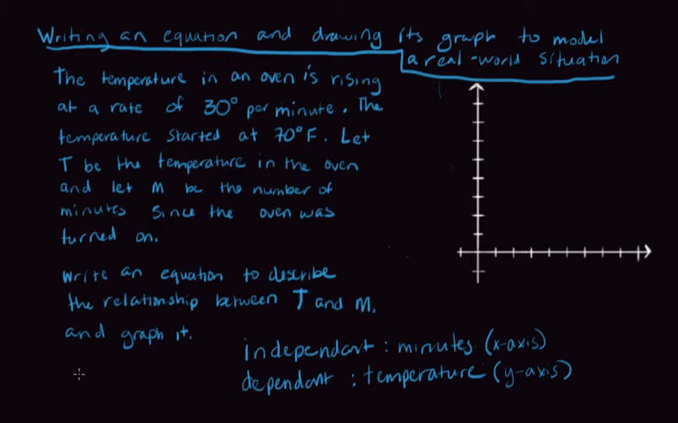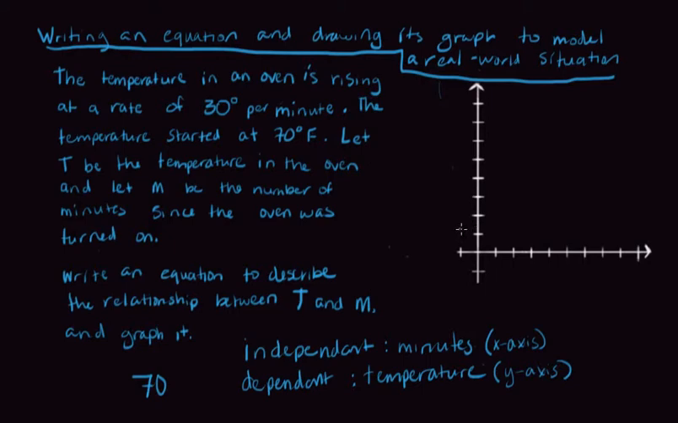So now let's think about what's actually the relationship between T and M. So if you think about it, temperature starts out as 70 degrees, right? It's 70 degrees when you first turn on that oven. Then for every extra minute, we add 30 degrees. So for 1 extra minute, we add 30 degrees. For 2 extra minutes, we add 60 degrees. For 3 extra minutes, we add 90 degrees, and so on. So if we could actually graph this right now just based on that, let's go ahead and do that.